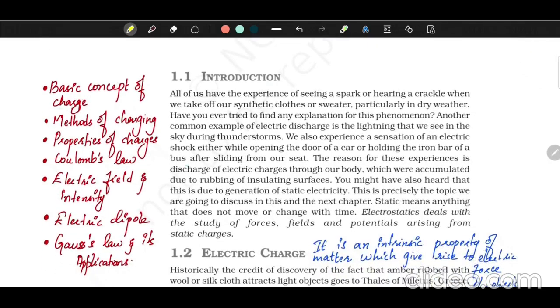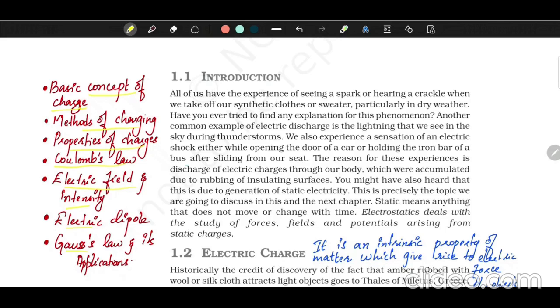basic concept of charge. We know that we are studying about the charges, so we need to know what is the basic concept of a charge. Next one is method of charging. There are three methods of charging, but only one of the methods you need to study. Then properties of charges, Coulomb's law, electric field and intensity, electric dipole, Gauss's law and its application.